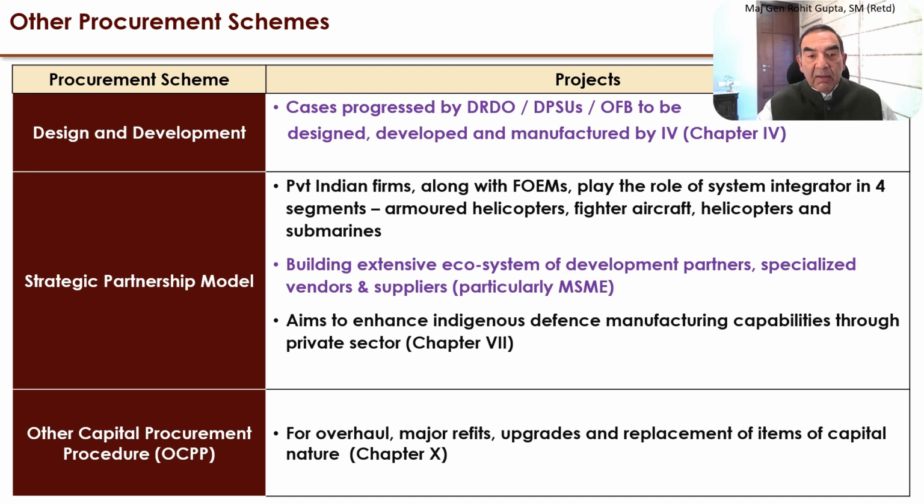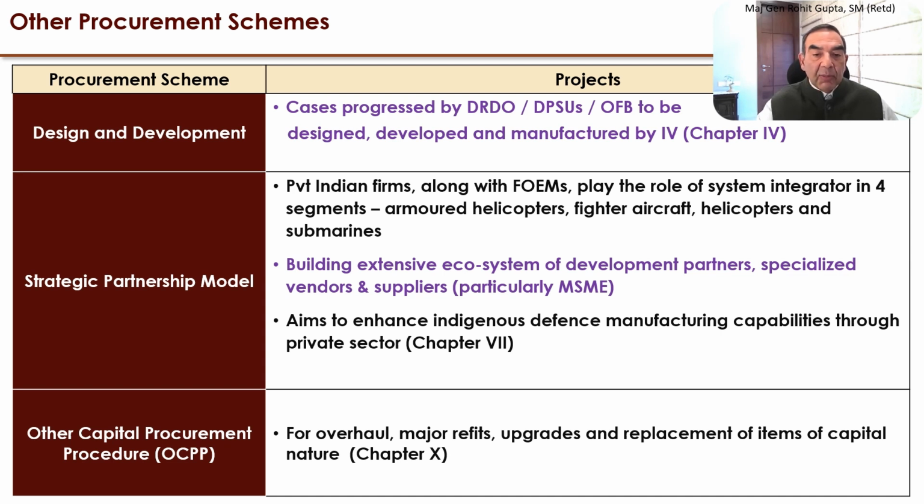Please keep in mind, such complex systems cannot be produced by one vendor itself. A complete ecosystem supports that vendor with components, assemblies, spare parts, etc. These are specialized vendors and suppliers, and this gives an opportunity, which is encouraged, for MSMEs, which are very high in capability, to be introduced into the strategic partnership model as tier 2 and tier 3 suppliers to the tier 1. The aim is to enhance indigenous defense manufacturing capability of the private sector. Now, this is covered in Chapter 7 of the DAP 2020. I will do a deep dive into it later on.